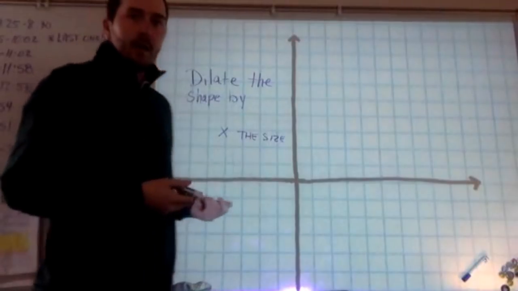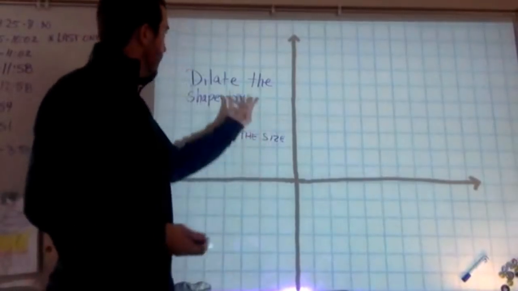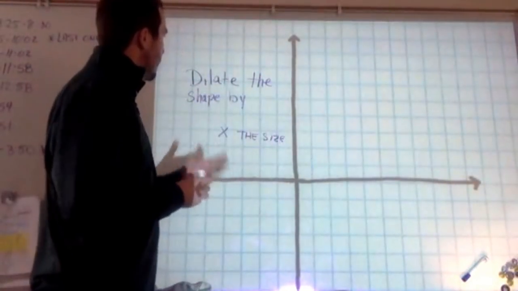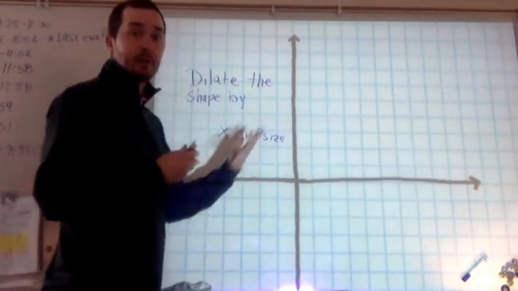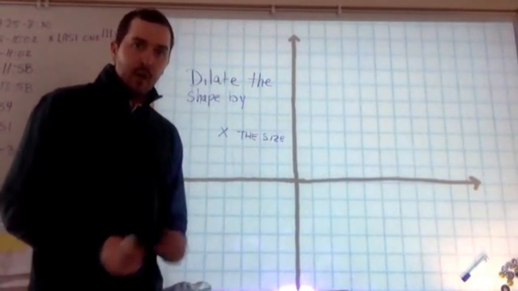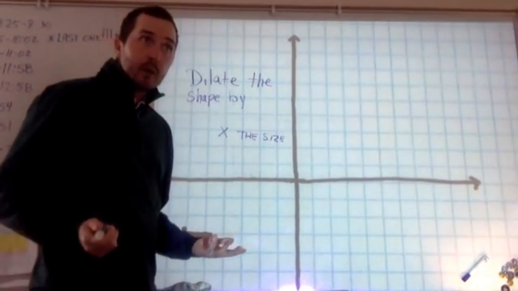Okay, so dilate can mean make something bigger or make something smaller. So usually when we make something bigger, it's a whole number, like 3. So I make it 3 times the size. If we want to make something smaller, what do you think we're going to use?